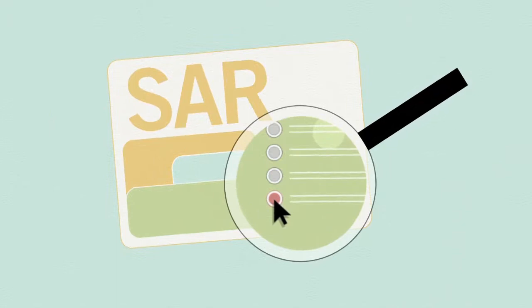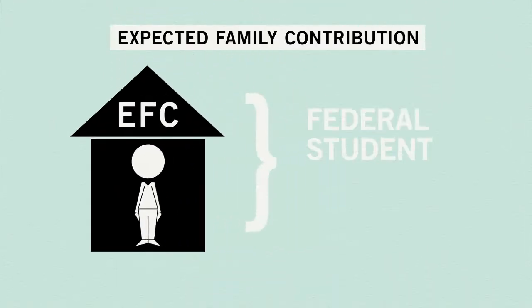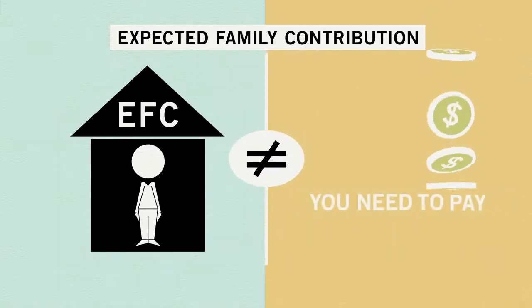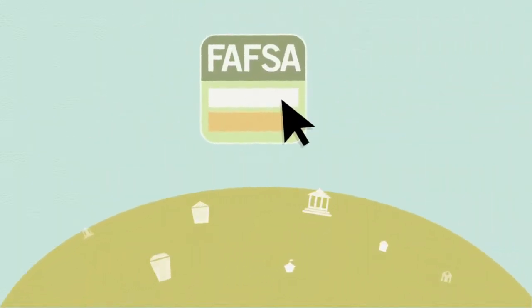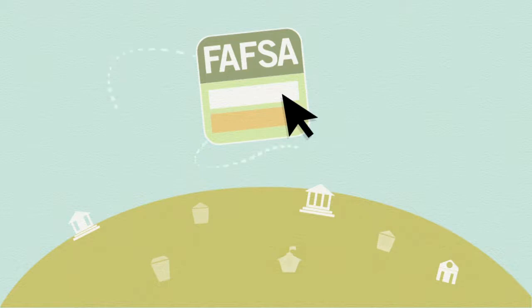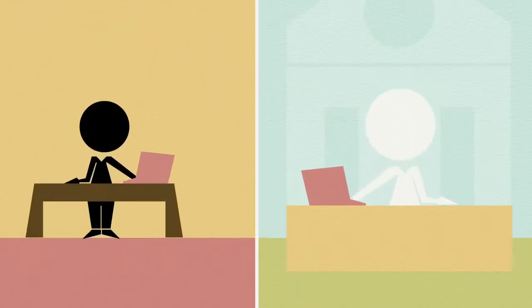On your SAR, you'll see reference to your EFC, or Expected Family Contribution. This number is used to determine your eligibility for federal student aid. It doesn't mean you actually have to contribute that amount. The financial aid office at each college or career school you list on your FAFSA will receive your information. Each office will then use your FAFSA information to determine how much aid you can get at that school. It's possible that your college or career school may require you to verify the information you submitted on your FAFSA. If that happens, your school will tell you what you need to do.